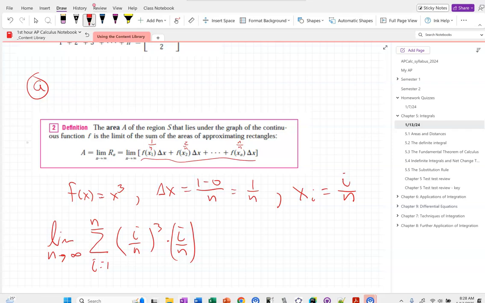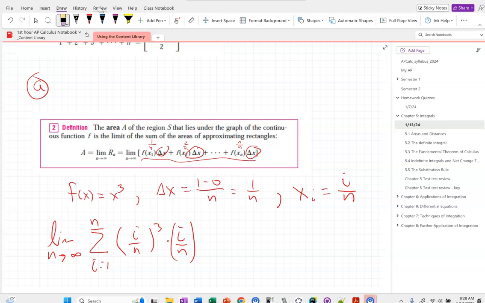Yes? Why do you have the times 1 over n like that? That's the delta x. Right? That's my delta x. So that's tacked on to every term, so I can just write it that way. Does that feel okay, Ryan?